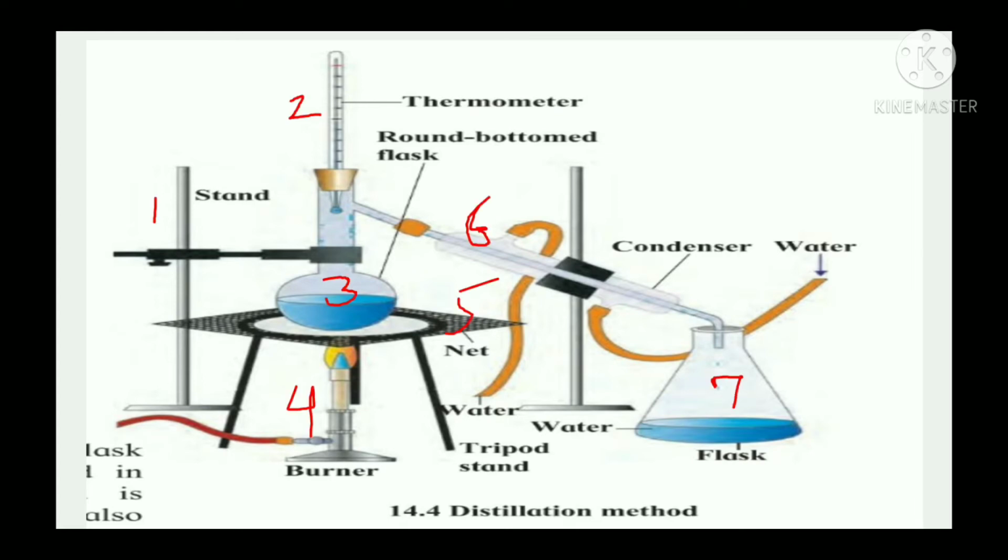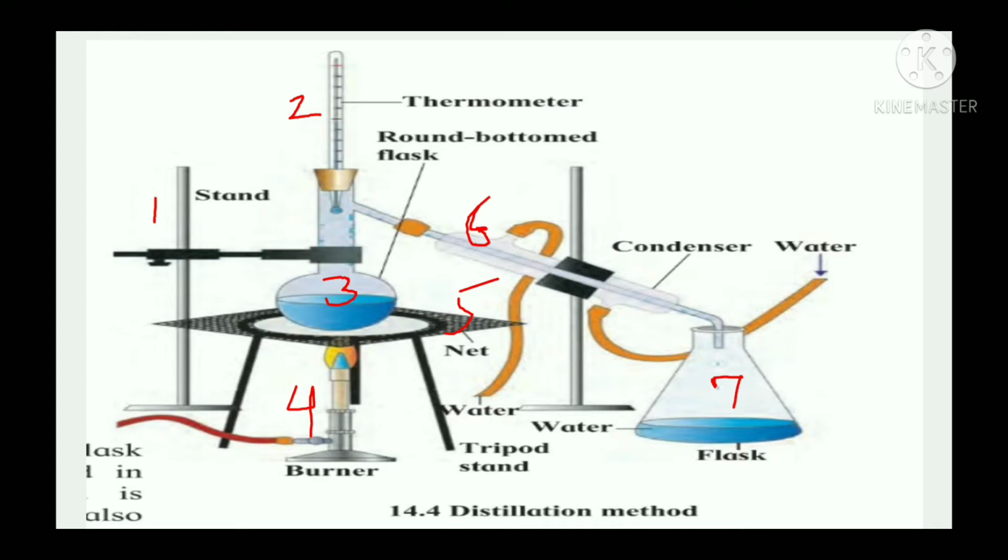Let us see which apparatus is used for this distillation method. See in the diagram, first one is stand, then second thermometer, third one you can see round bottom flask, fourth one is burner, fifth one is net, we can also call wire gauge. Then sixth one, inclined tube is there, glass tube, that is the condenser.